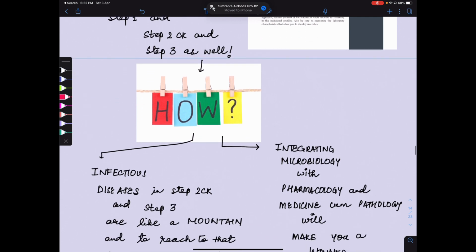For Step 3 also, you should know the basics about an organism. Supposing they say Staph aureus, you should know it's a gram-positive organism. It is very much implicated in the formation of abscesses, right? For Step 2 also, you should know it also causes abscesses and impetigo. So you should know something basic about that organism so that you can easily identify it in the question.